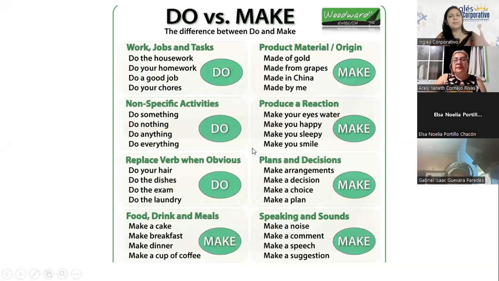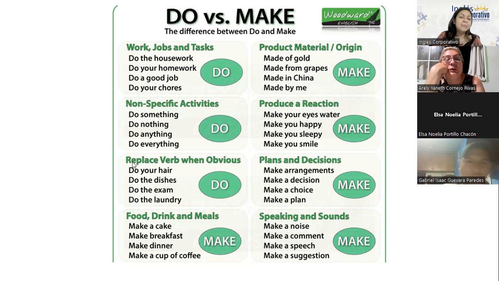Okay, I send you this image. The difference between do and make. We use do for work, jobs, and tasks, as I told you, activities. For example, do the housework, do your homework, do a good job, like you did a good job, do your chores, or the activities we do in the house. We also use do for non-specific activities. Do something, do nothing, do anything, do everything.